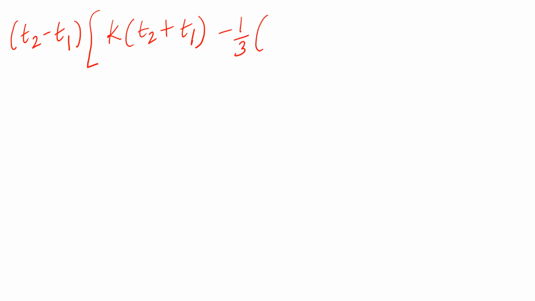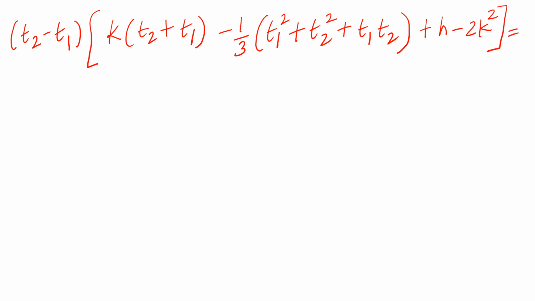Now students, take out (t2 minus t1) common from the left hand side of the equation. Now it becomes (t2 minus t1) into [k into (t2 plus t1) minus 1 upon 3 into (t1 square plus t2 square plus t1 t2) plus h minus 2k square] equal to 4 upon 3.